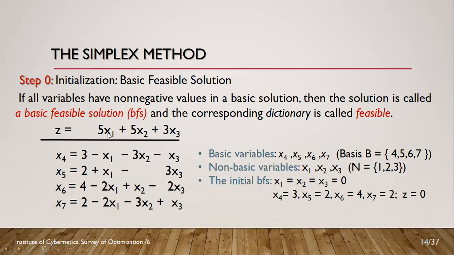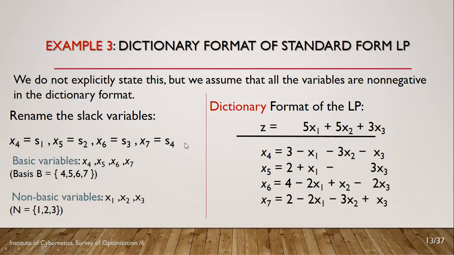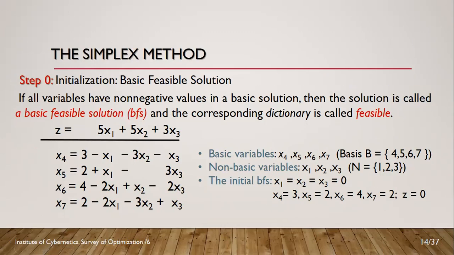So what happens if, say, x sub 1 is equal to 1? We set it equal to 1. So it was 0, now it is 1. Then the z value becomes 5. Before that, it was 0. So it is definitely non-negative, and definitely it is greater than this one. So therefore, there is an increase, which is good. So we are moving towards maximization. Now, what will happen to these variables?